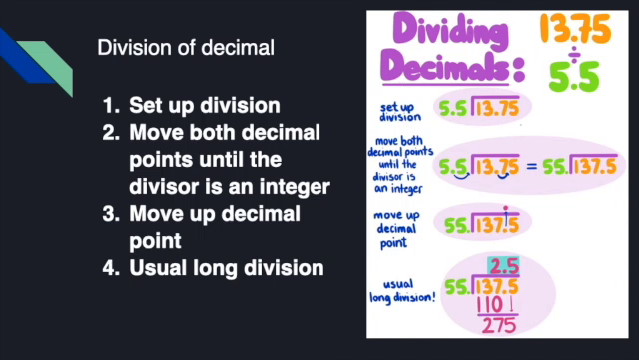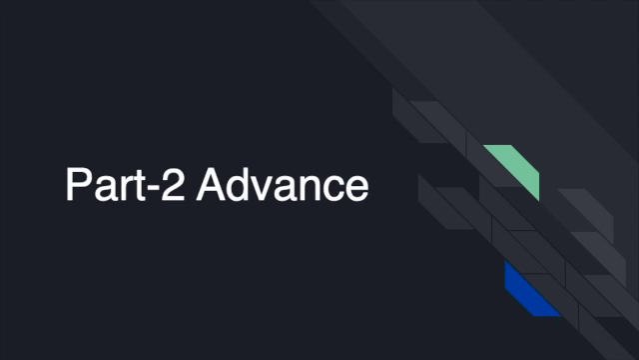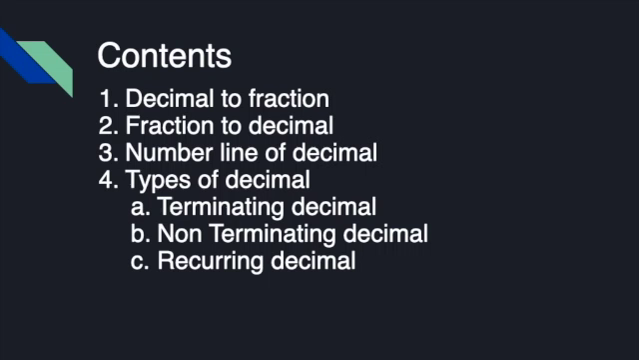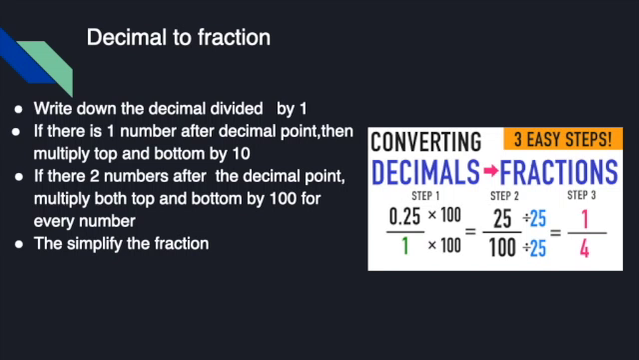Okay. So yeah, guys, this is mainly all the stuff for part one, basics. So now let's step up and go to part two. Before we go to part two, I just want to show you what we're going to learn in part two: decimal to fraction, fraction to decimal, number line of decimal, and types of decimal. In those there are also types, as you can see: terminating decimal, non-terminating, and recurring. I don't know, it's kind of hard to pronounce. You can ask Google. Now let's begin with decimal to fraction.